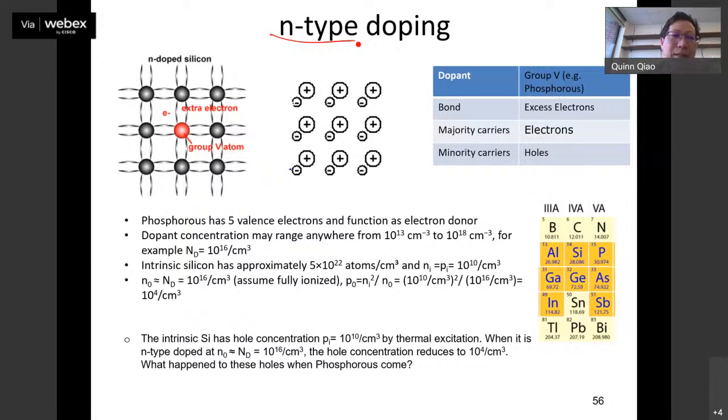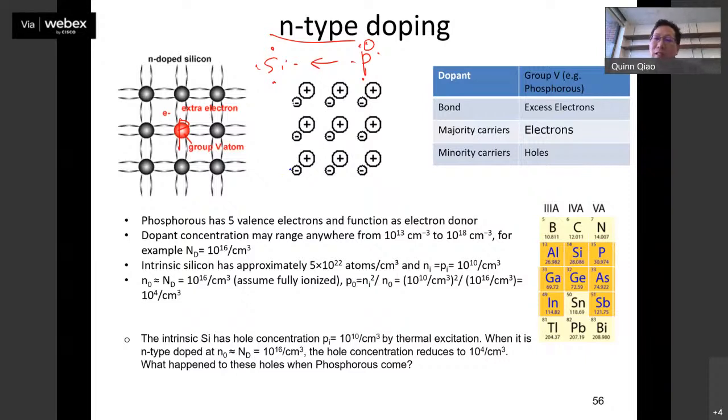Basically you replace silicon by phosphorus. Silicon initially has what? 4 valence electrons here. If you replace it by phosphorus, you have 5 valence electrons. You have 1 more electron. That 1 more electron you bring to the silicon wafer gives you the extra negative charge.